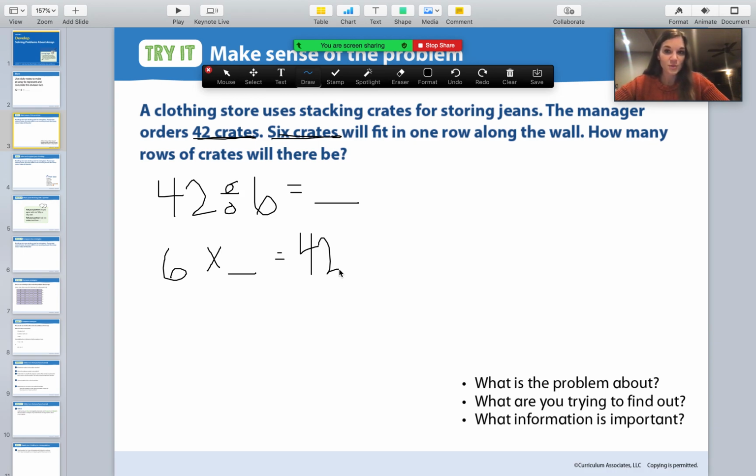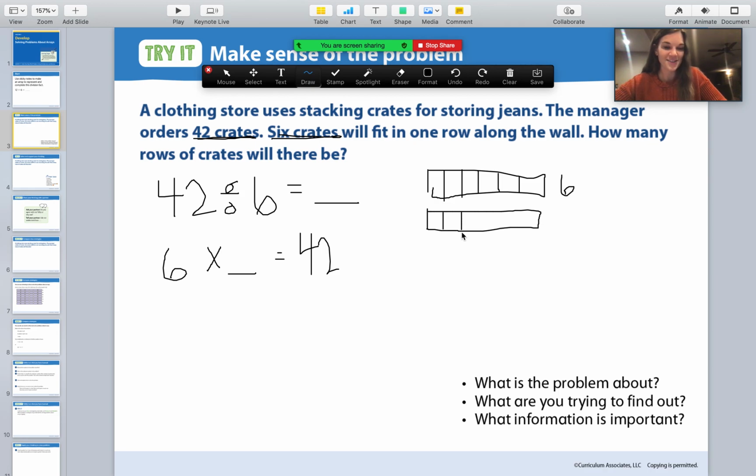We want to draw an array. So we know there are 6 crates that will fit in one row along the wall. So here's my first row. Oh, that is rough. Okay, there's my first row of 6. All right, so there's 6 right there. Let's make another row of 6. That's slightly better than the first one. Okay, so I went from 6, 7, 8, 9, 10, 11, 12.